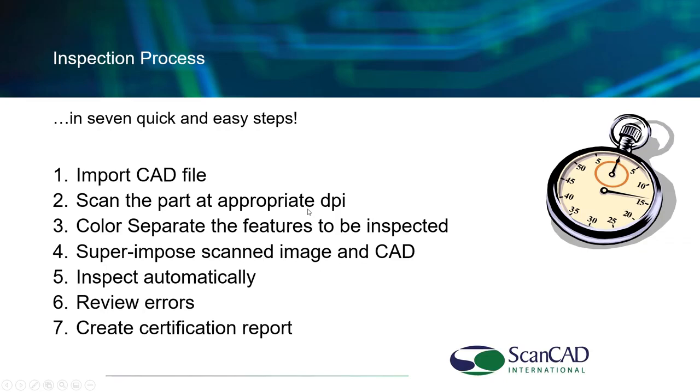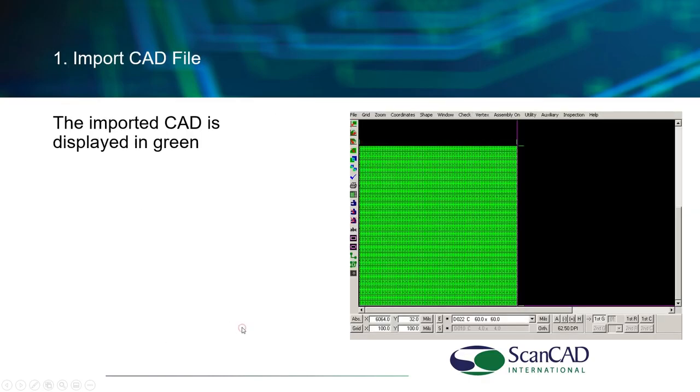So I wanted to give you a feel for that. Most customers are running with a 5-minute process for inspection. So this is not 5 seconds for inspection. It's not 50 minutes. It's approximately 5 minutes by the time you import the CAD, scan the part, color separate, overlay, inspect, review errors, and then obviously print a certificate or that data is put up into your SPC system.